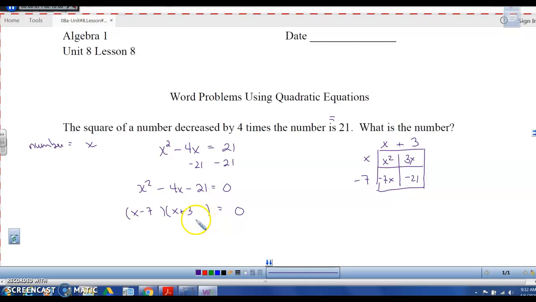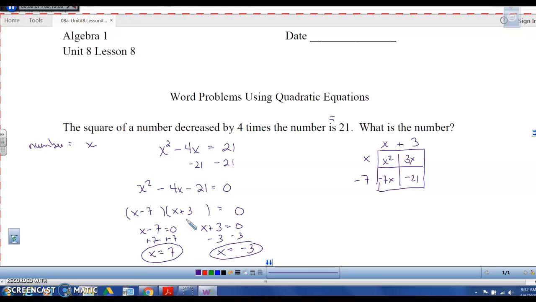Now that I've factored it, I want to set each factor equal to 0 using the zero product property. Solve each one of these for x. Add 7 here, so x is equal to 7, and x is equal to negative 3. Okay, now, can I use both of these numbers? Yes, I actually have 2 answers.